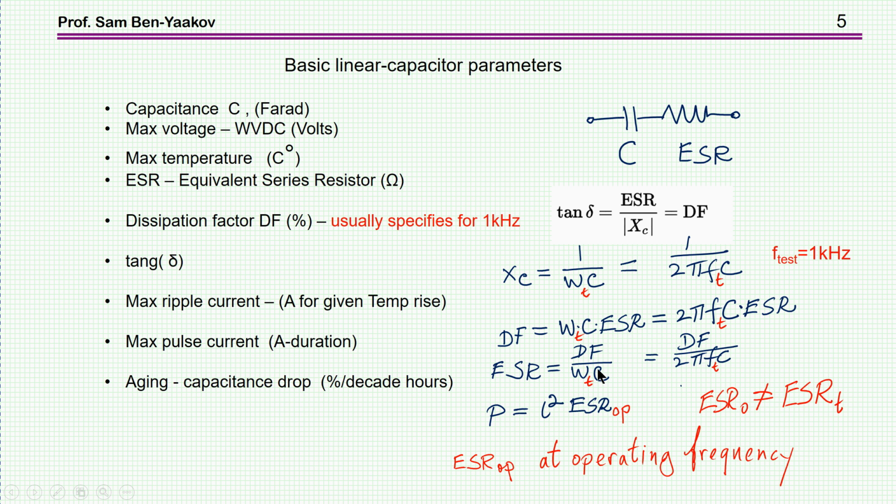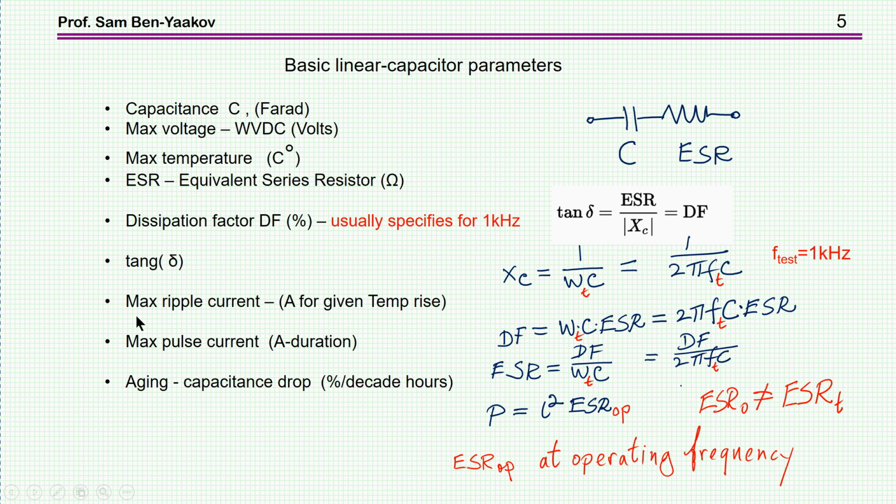Okay, so you need then to find out how this dissipation factor is affected by frequency. This doesn't tell you all the story at all. This ESR that you calculate here has really very little to do with the ESR that you need for your design at a given frequency. However, if you know the ESR at the operating point, then of course the power dissipated will be I squared times ESR at the operating point. So these two are not equal.